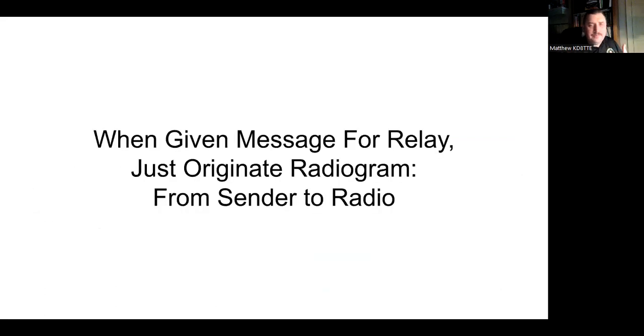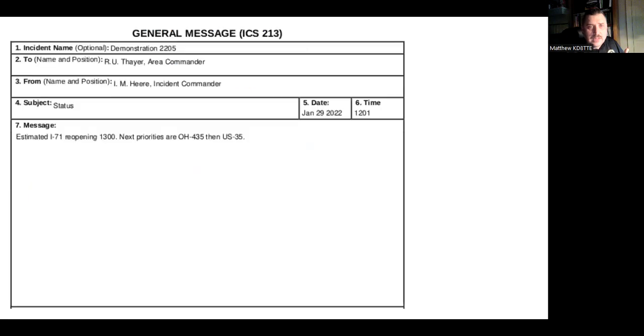Well, it's actually pretty straightforward. When we're talking about the ICS 213, we've got this message, we can take this and put it inside of a radiogram. It is encapsulating this ICS 213 in a form for transmission over a circuit. So here's an ICS 213 as an example. We have a place where it's going. It's going to be going to this RU Thayer, the area commander.